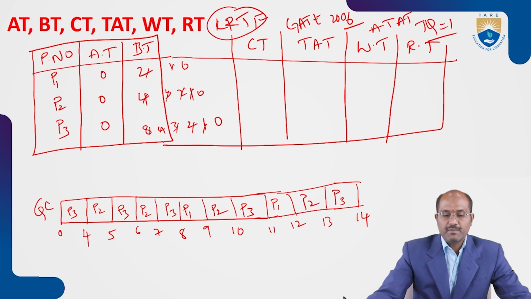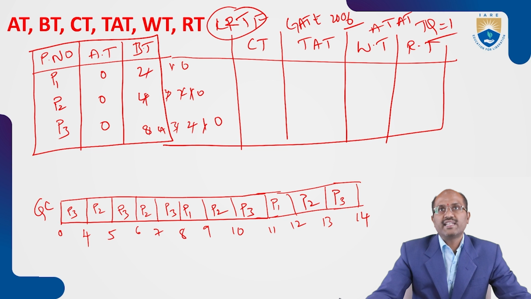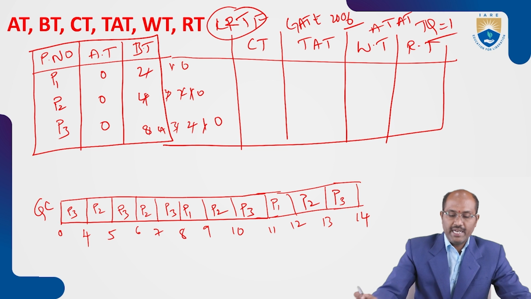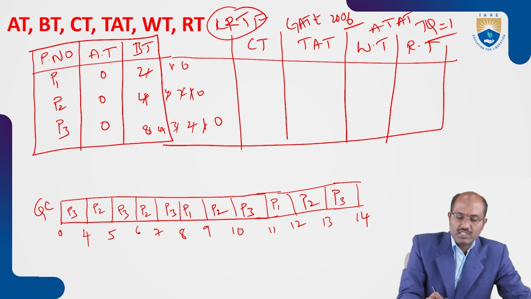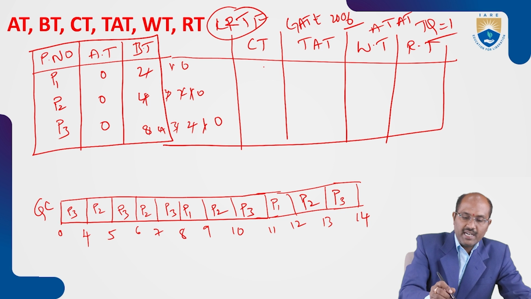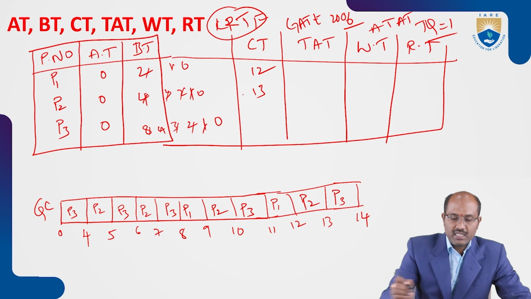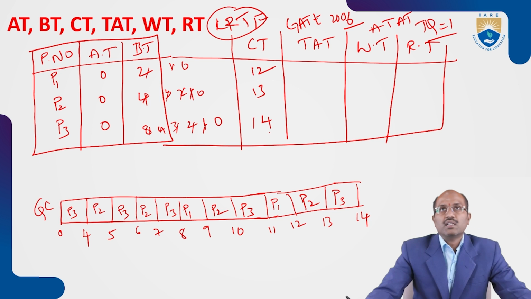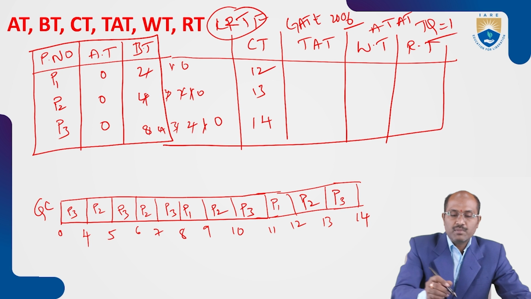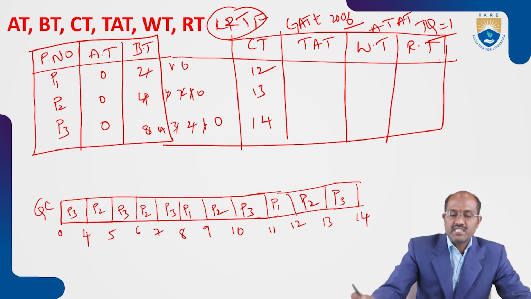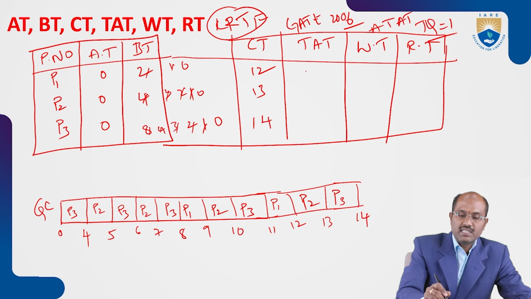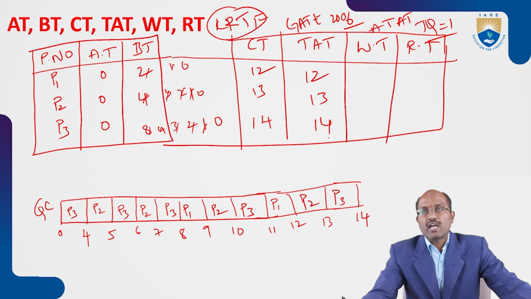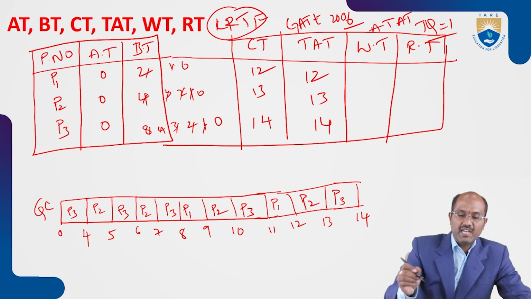So completion time: going from last to first, check the Gantt chart where P1 is completed. P1 is completed at 12 units of time. P2 completed at 13 units of time. P3 completed at 14 units of time. Now we calculate the turnaround time. Turnaround time is completion time minus arrival time, that is the same 12, 13, 14. That is the turnaround time.